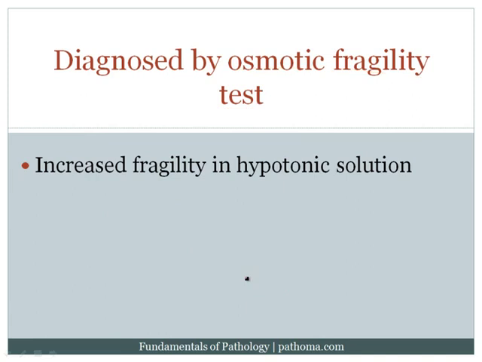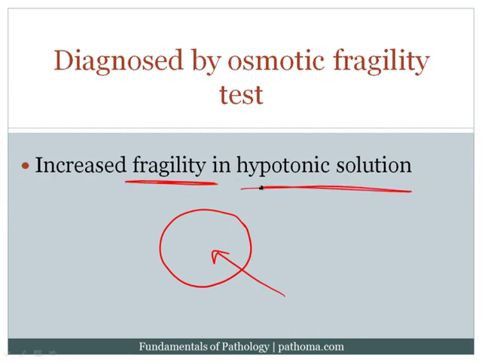However, if you actually had a spherocyte, the spherocyte has no extra membrane because the membrane's been removed. And so were this cell to be placed in a hypotonic solution, water would come in, and that would cause the cell to burst very easily. So this cell is fragile in a hypotonic solution, and that's the osmotic fragility test. There is an increased fragility in hypotonic solution.